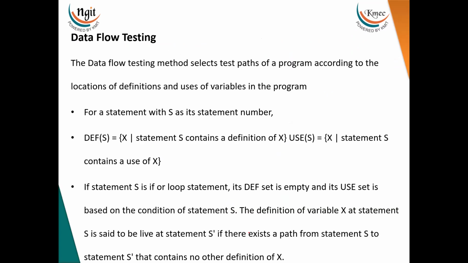So next we have data flow testing. Now this data flow testing will test the program by checking how the variables are defined and used inside the code. So that's what it's saying. The data flow testing method selects test paths of a program according to the locations of definitions and uses of variables in the program. Okay.